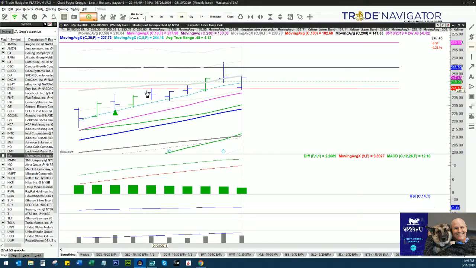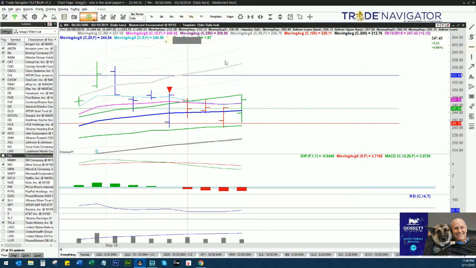Then we finally broke above that resistance. So this previous resistance, what once used to be resistance, acts as support. And as you can see, it came down, tested that support, and bounced off it. So my mindset when I bought this was, I know there's going to be some kind of support down here at around this price, and that's why I bought it.